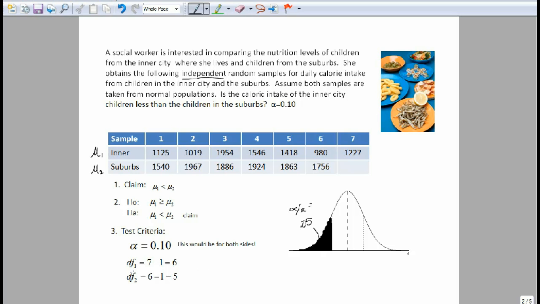Okay, so now our degrees of freedom, we're going to need that later, is 7 minus 1 for the inner city, which is 6. Degrees of freedom for sample 2 for the suburbs is 5. And remember, we're going to use the smaller one of the two since they're different.